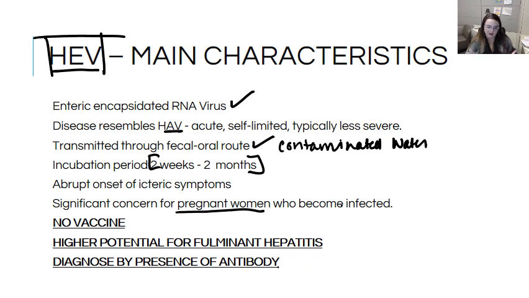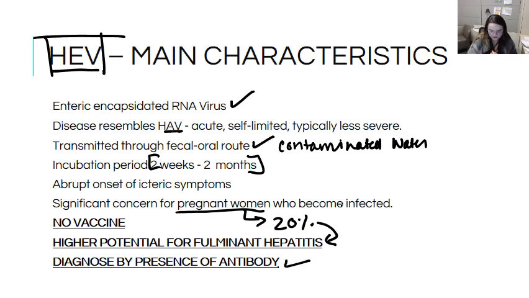In most patients, the mortality rate of HEV is only about 1 to 2%, and that's still actually higher than HAV. It's about 10 times higher than HAV, but HEV is especially serious in pregnant women, where it has a mortality rate of 20%. And that's due to its ability to cause fulminant hepatitis. HEV has a higher potential to cause fulminant hepatitis than HAV, as you might imagine.